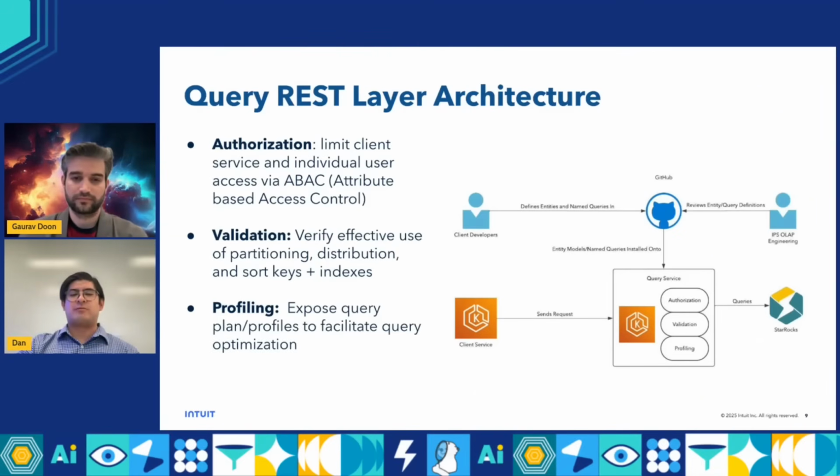The last thing that I want to talk about in our diagram here is that, again, we want to abstract away the inner workings of StarRocks and those complexities away from our users, so that they can just focus on the business problems. They do know their data, so they will define their entities in GitHub. And then we have build jobs that will take the data definitions that they provide, which is more generic and easy for them to understand, and create the DDLs for the tables and materialized views that are then first deployed onto StarRocks, and then installed into the query service for data serialization and deserialization.